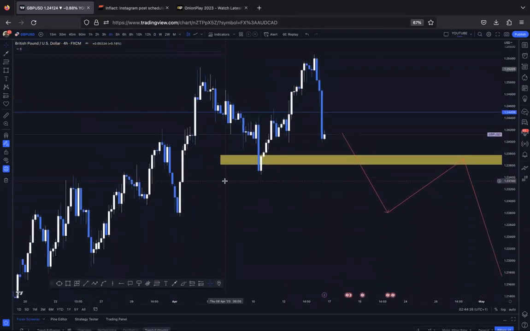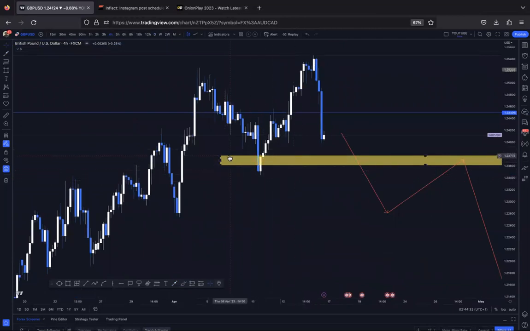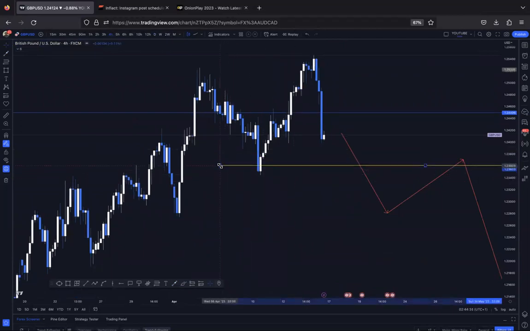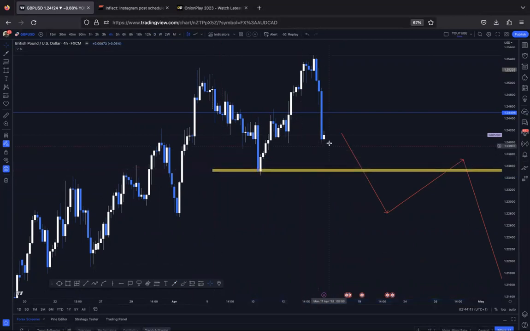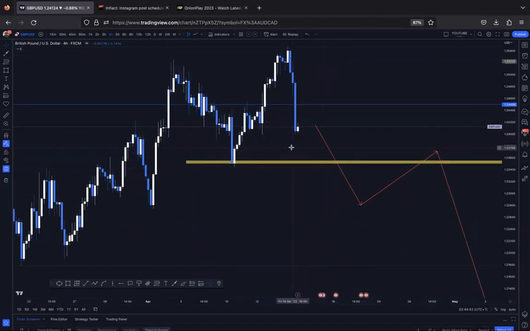There's no engulfing candle within this area. So what we would want to see is we can adjust this daily level a little bit to this 4 hour zone here. And what we want to see is how price responds to this zone here.